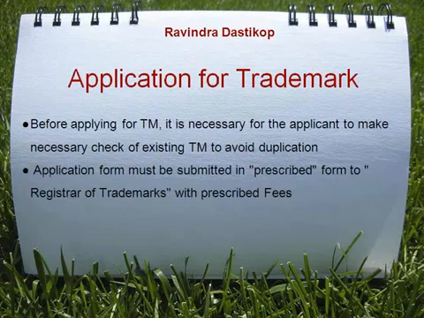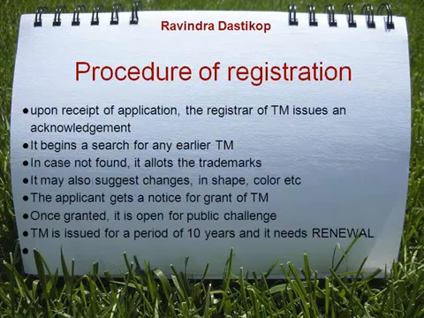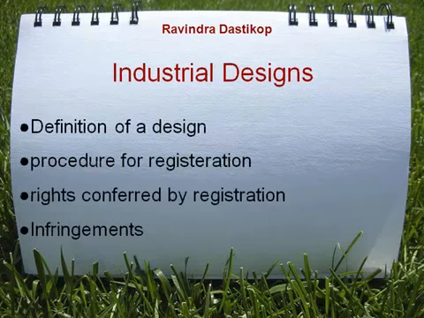Application for a trademark. This is if you really have need, you can go for this. Procedure for registration is also simple. You can always see the presentation. And the next one is industrial design. This is the fourth category, where you have a design. For example, you designed a processor, or a chip, or a chair. Then if you want to take an IPR for that, this is what happens.